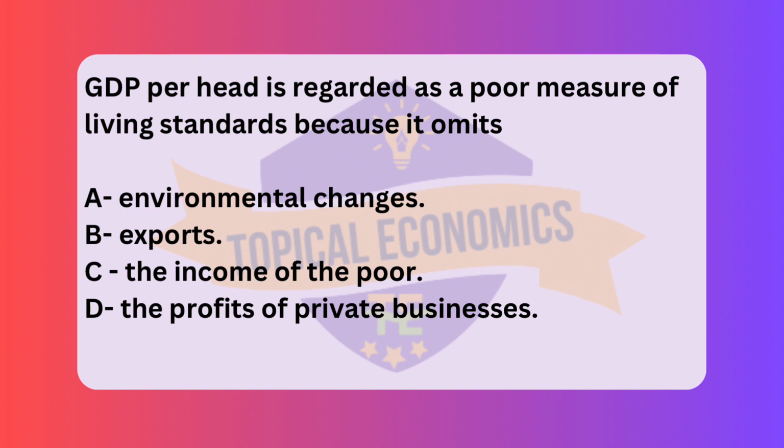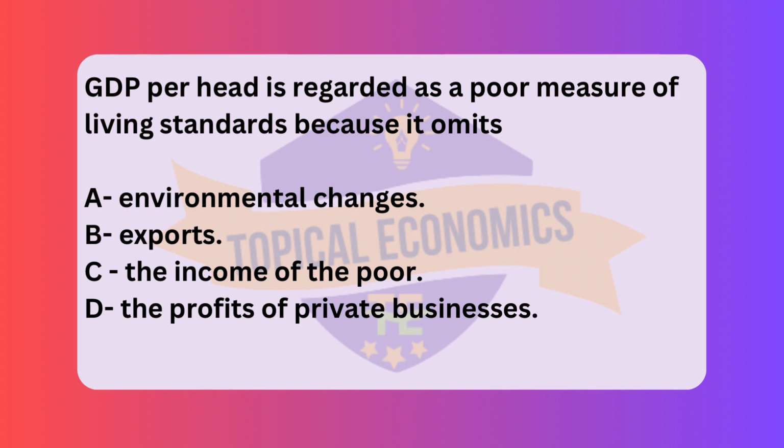Environmental changes are important factors affecting the quality of life and long-term sustainability of a country, but GDP per head ignores these changes. A country could have a high GDP per head but be depleting its natural resources or harming its environment in ways that ultimately reduce the standard of living for its citizens. For example, the extraction of natural resources or the pollution generated by industries might contribute to GDP in the short term, but can undermine future living standards by reducing the quality of the environment, people's health, and the availability of resources. Analyzing the other options.